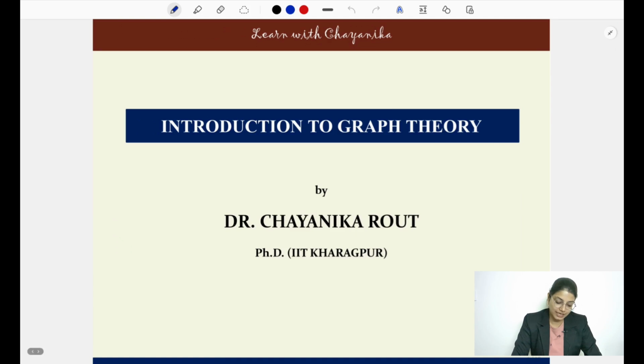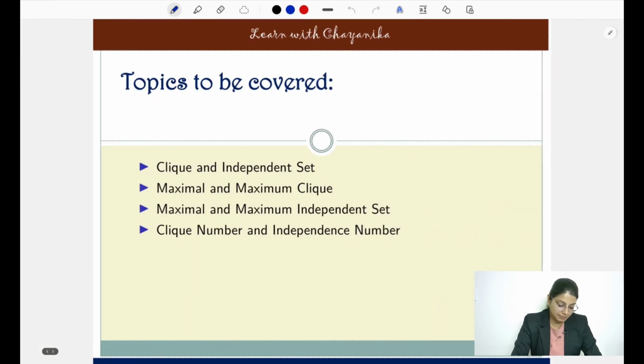In the previous lecture, we have discussed elaborately about the complete graph and the complement of a graph. We have seen how we can draw the complement of any given simple graph. Well, in today's lecture, we will be discussing these particular topics which I mentioned here on this slide.